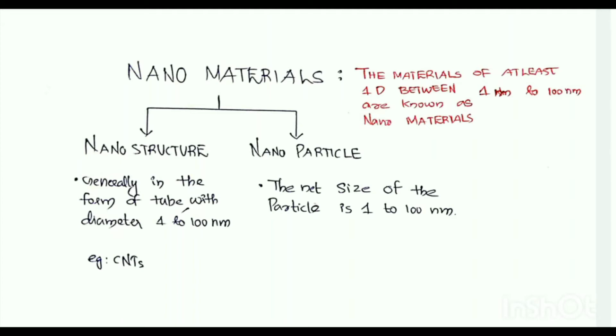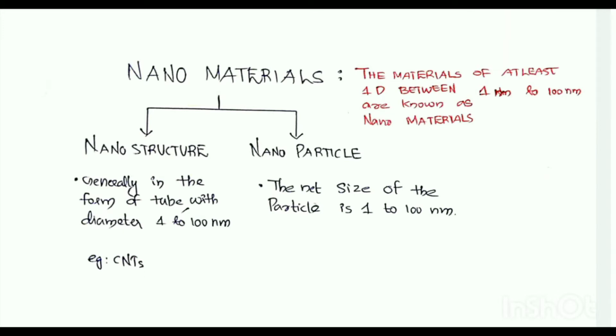Today we are going to talk about nanomaterials and nanostructure. This nanomaterial is a product of nanotechnology and we are going to deal with it. Nanomaterials, as you can see, are materials with at least one dimension between 1 nanometer and 100 nanometers. This can be classified into two.